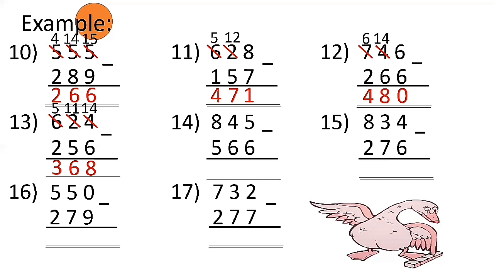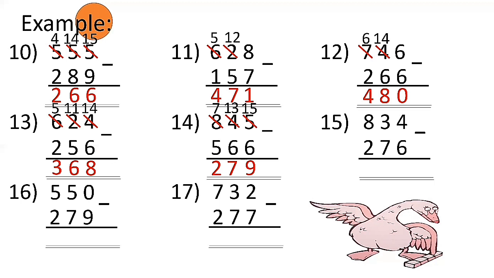Number 14, 845 minus 566. We cannot subtract 5 by 6, so we need to borrow in the tens place. Cancel 4 becomes 3 and 5 becomes 15. 15 minus 6 equals 9. 3 minus 6 cannot be, so we need to borrow in hundreds place. Cancel 8 becomes 7 and 3 becomes 13. 13 minus 6, that is 7. And 7 minus 5, that is 2. So our answer is 279.